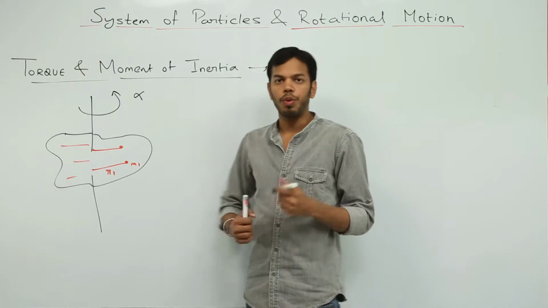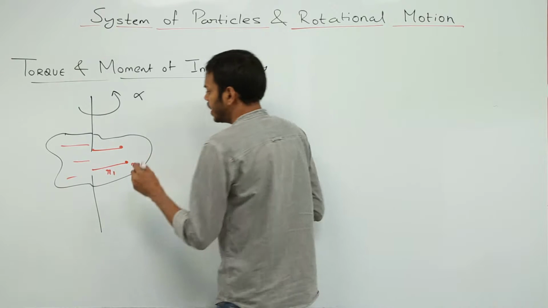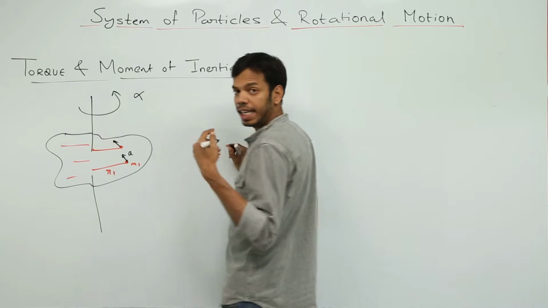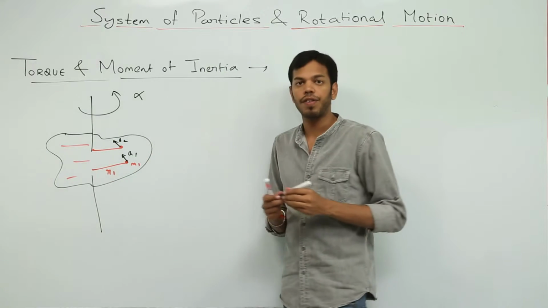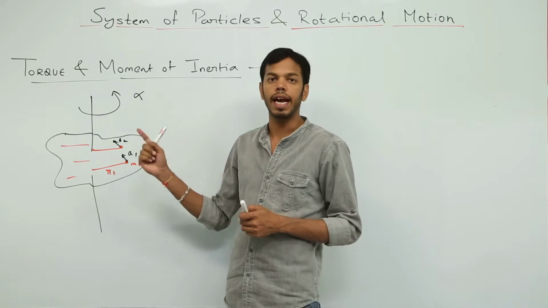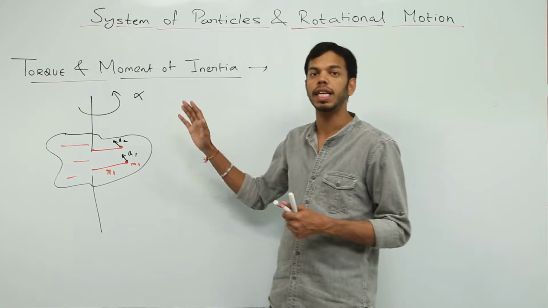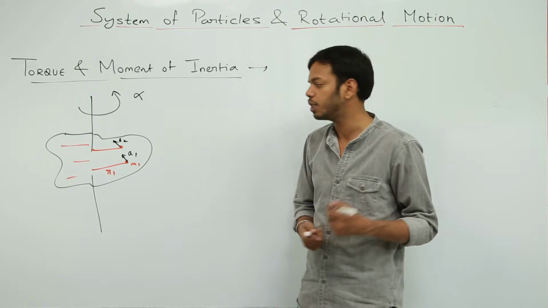Now the point is, when the body is given a rotational acceleration, each particle will have a different linear acceleration. Why so? Because they are at different positions from the axis of rotation, but they are all revolving at the same speed. That is why their angular acceleration will be constant. Their angular acceleration would be the same for each particle.